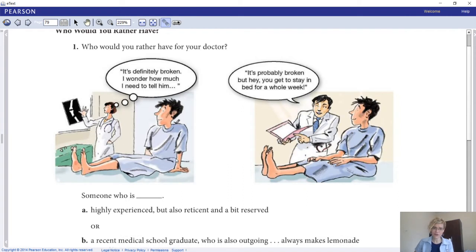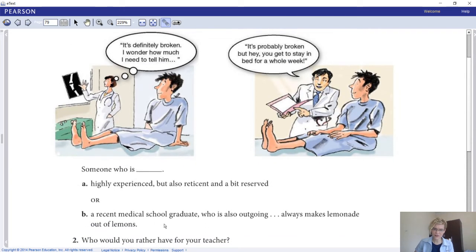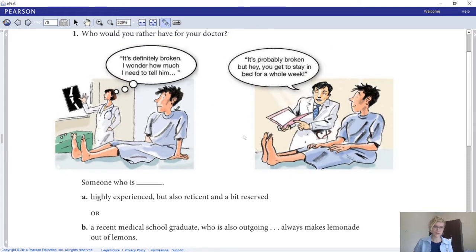Who would you rather have for a doctor? The first one, it says here, highly experienced, but also reticent and a bit reserved, or a recent medical school graduate who is also outgoing, always makes lemonade out of lemons, which means always sees the positive side. So here, the first picture shows it's definitely broken. I wonder how much I need to tell him, this kind of doctor, or the kind of doctor that says it's probably broken, but hey, you get to stay in bed for a whole week. Which kind of doctor would you want? A or B?